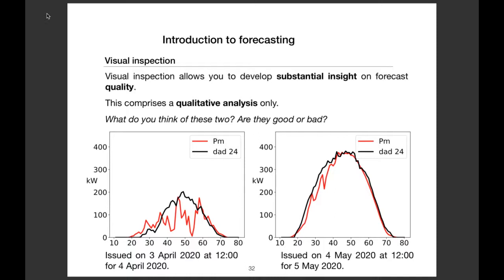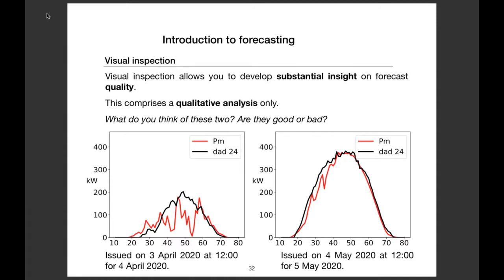Because it seems to fit. Well, the forecast seems to fit the observation. Yes, just like that. When we look at it just like that, it seems that the black and red curves are much closer for all the lead times on the right picture than on the left one.